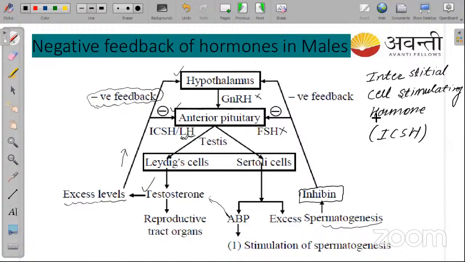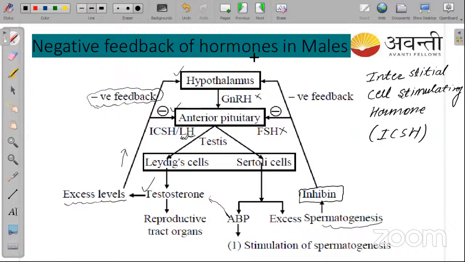So what is the significance of negative feedback? Actually, negative feedback is useful to avoid the maximum secretion of different hormones which are responsible for spermatogenesis. To avoid their secretion, we are running this process. That is a negative feedback. If you have any type of doubt, please mention it in the comments. Okay, if you don't, then going to the next.